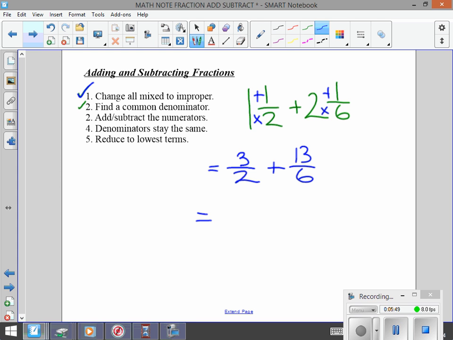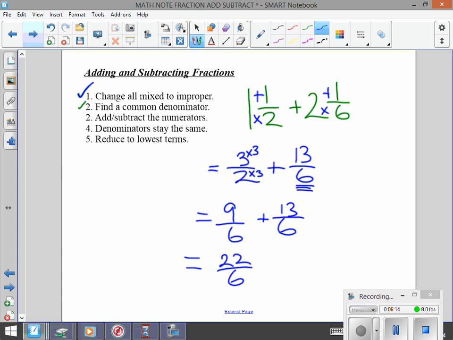And how do we get 2 to make 6? We have to do 2 times 3, because that will make it the same denominator. So you multiply the top and the bottom by 3. Your new fraction is going to be 9/6 plus 13/6. And 13/6 plus 9/6 is 22 over 6.